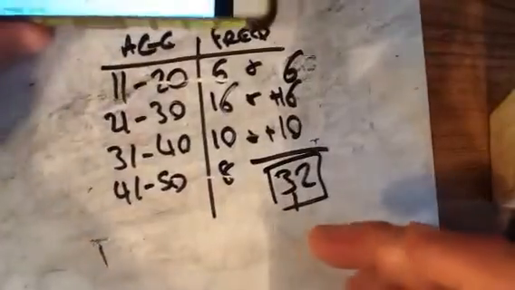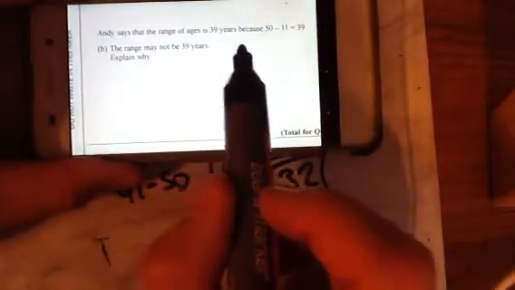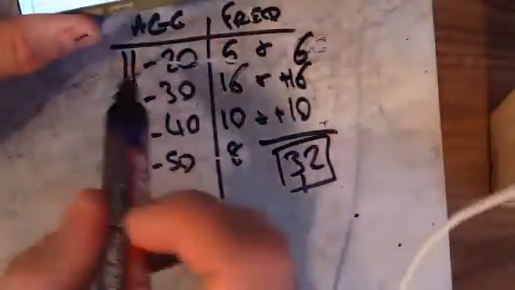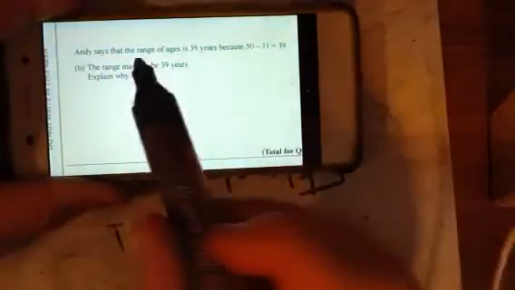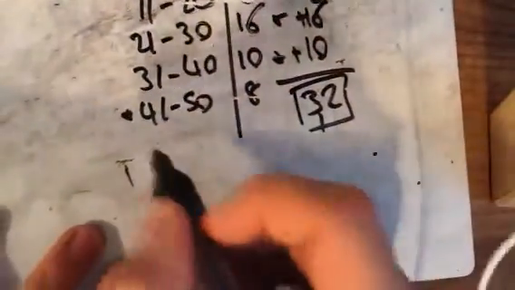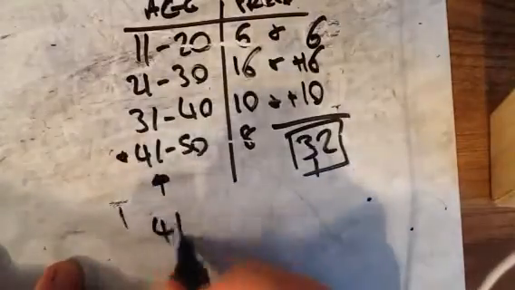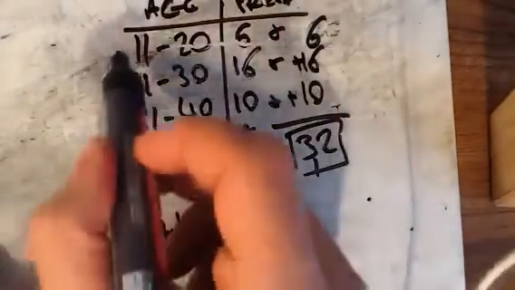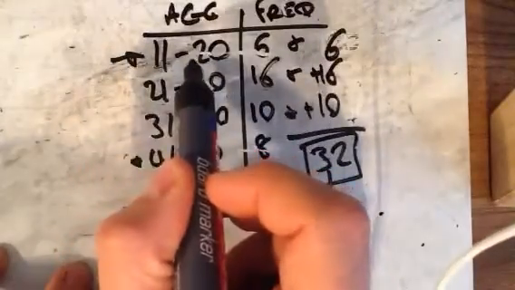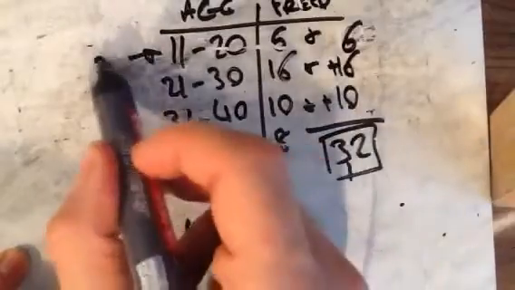Okay, second part of the question is Andy says the range of ages is 39 years because 50 take away 11 is 39. Explain why the range might not be 39 years. Now what you've got to say is this group, even though it's 41 to 50, the youngest might be 41. The oldest might be 41. And this group, just because it's 11 to 20, these 6 people could be anywhere between that age. So the oldest person could really be 20.